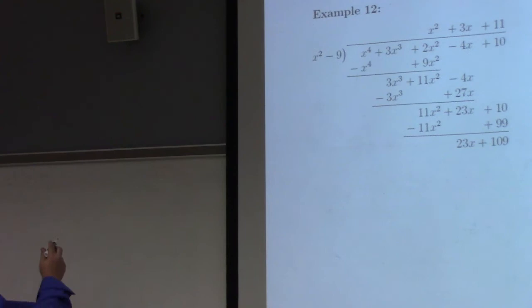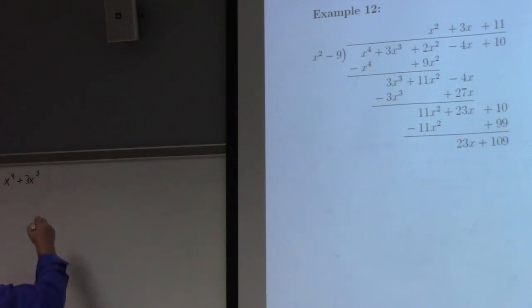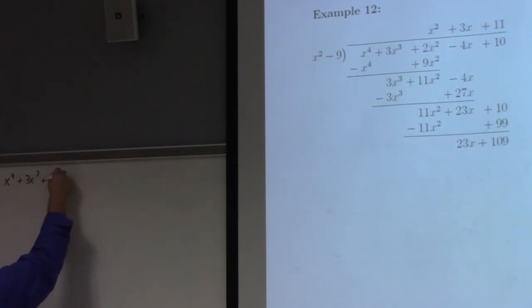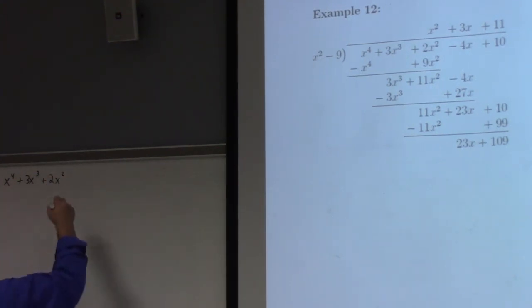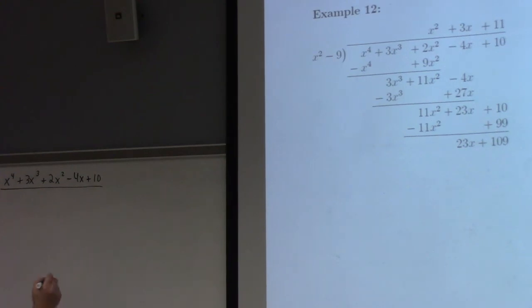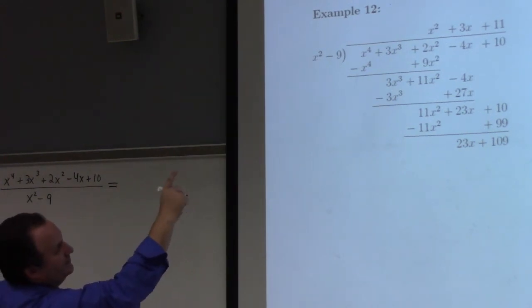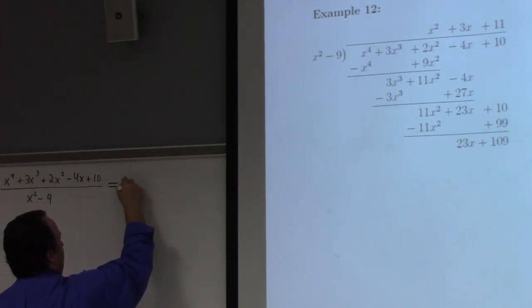Okay, so we've got x to the power 4 plus 3x cubed plus 2x squared minus 4x plus 10. And this time I'm dividing x squared minus 9 into it. Okay, so the answer is x squared plus 3x plus 11.